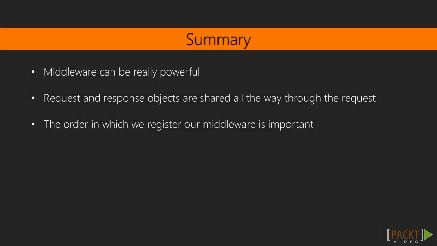In summary, middleware can be used to do some really powerful things, as the request and the response objects are shared throughout all of the middlewares called. Any modifications you make in a middleware are persisted all the way through the request. If we register multiple middlewares, they are all applied one after another in the order that they were registered. That means that the order in which we register middleware is important.